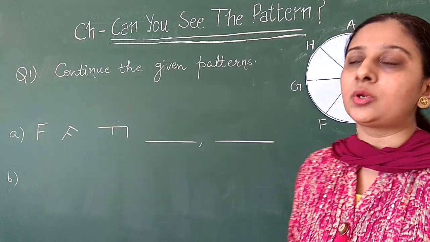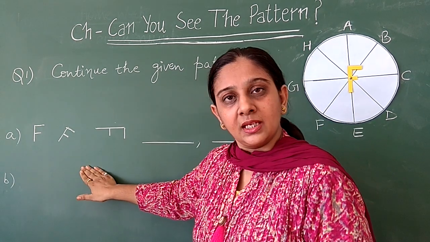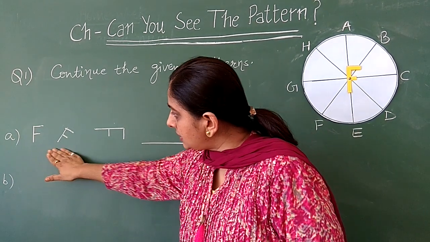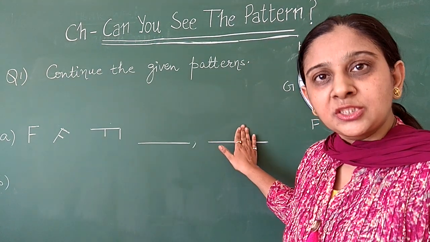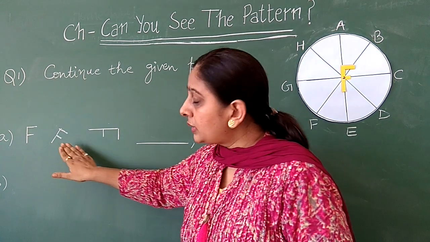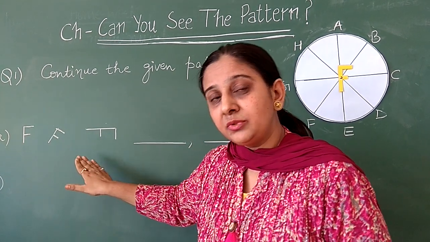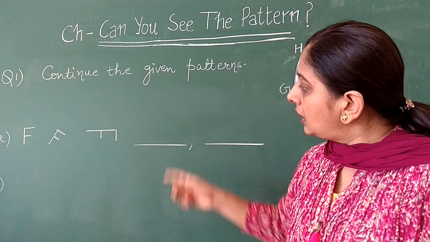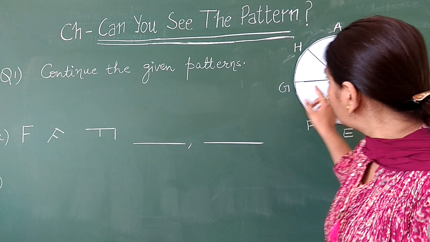So look at question number 1. Continue the given pattern. Now look at this pattern. This is given to you. Now the first 3 terms of this pattern are given to you and you have to complete the next 2 terms for this given pattern. First of all, look at this pattern and try to observe the rule of the given pattern, and then with the help of the same rule, we will write the next 2 terms for this given pattern. So look at this.